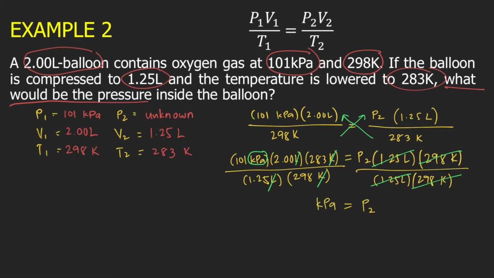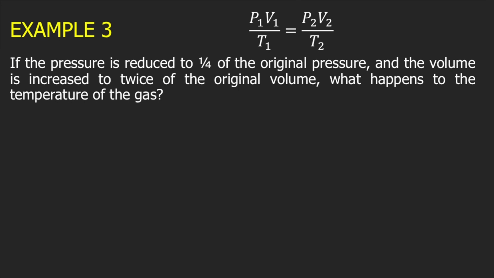So if you solve this in your calculator, you type 101 times 2 times 283 divided by 1.25 times 298. This is equal to approximately 153 kilopascal. And this is the answer to the question. For our last example, if the pressure is reduced to 1/4 of the original pressure and the volume is increased to twice of the original volume, what happens to the temperature of the gas?